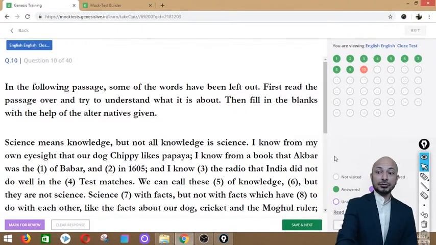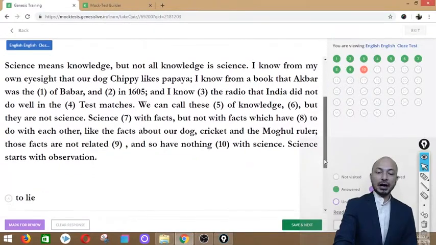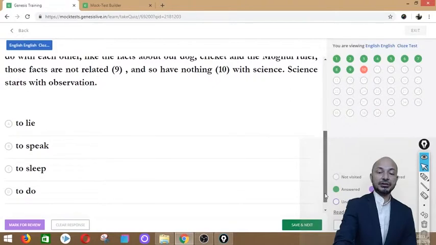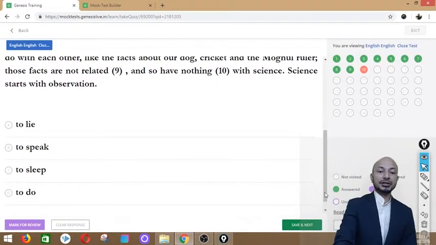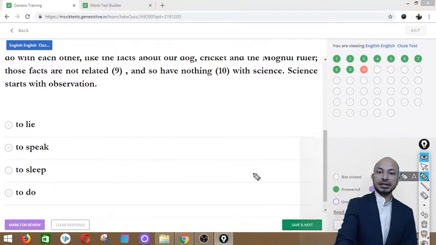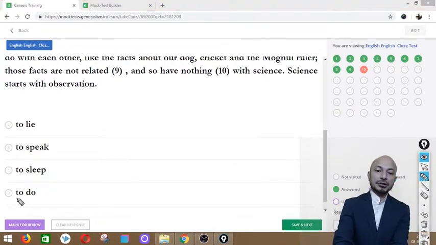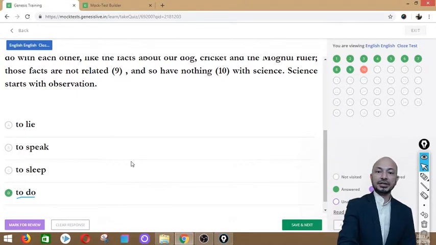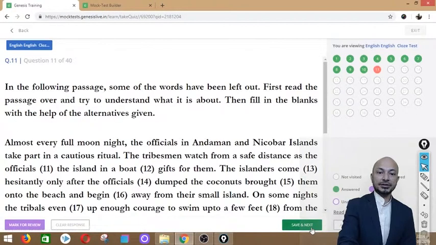So we come to number 10, and gap number 10, let's go down to it. Are not related in any way, so have nothing dash with science. So is it to lie, to speak, to sleep, to do? In fact, it is option D, and so have nothing to do with science. So we click option D, and the last line reads science starts with observation. So we can go ahead and save and next.